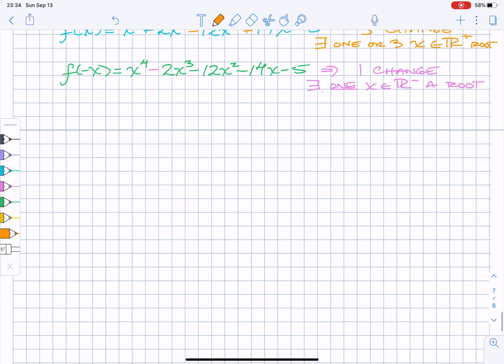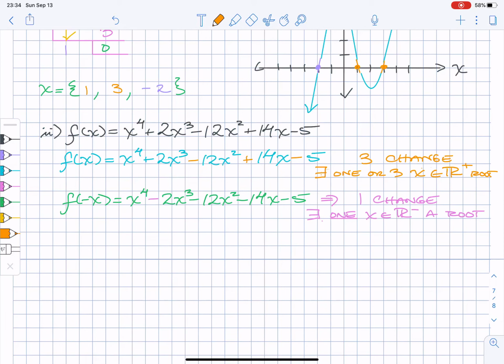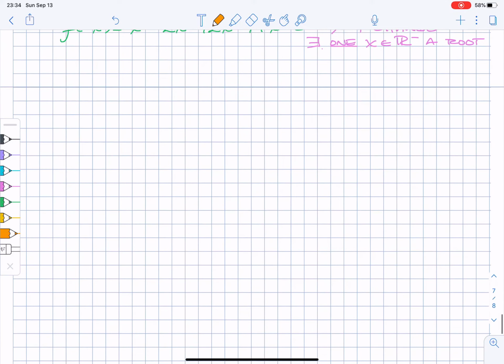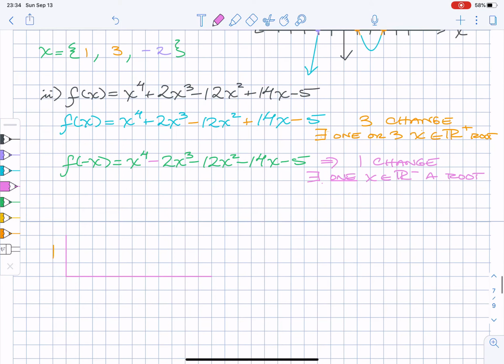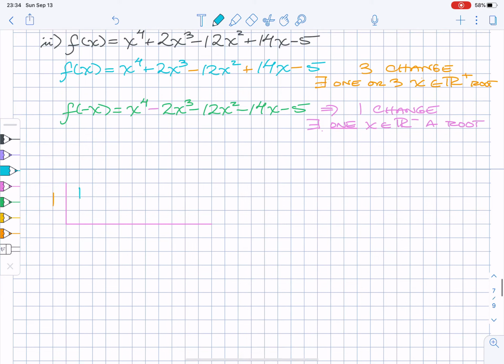So let's try 1. If I look at 1, 1 plus 2 is 3, minus 12 is minus 9, plus 14 is 5, minus 5. I think 1 works, so let's try 1. Let's put 1 on the outside. Upside down division symbol. Okay, so what do we have? Coefficients in descending order will be 1, 2, negative 12, 14, and negative 5.